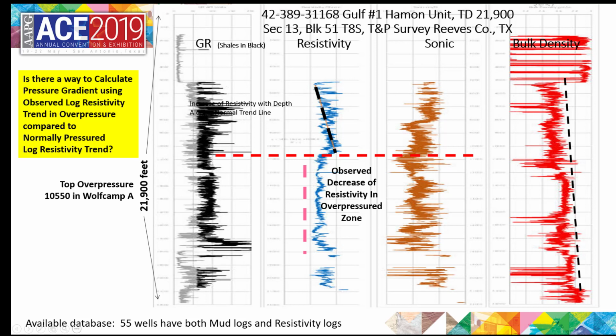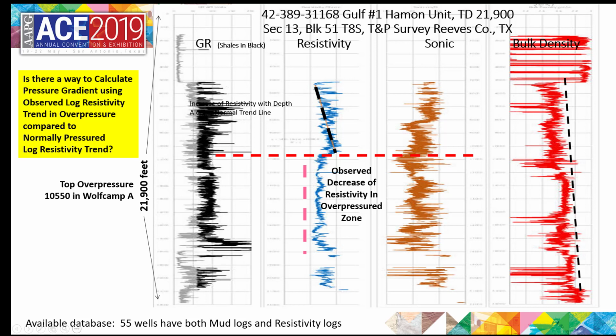Wait a minute, this is the top of the Miss, this is the top of the Devonian. This is the Woodford Shale right here. So I've got the shales highlighted in black, the sandstones and the carbonates down here are not highlighted in black, so I'm only going to look at the shales and the resistivity values in that shale section. And I see a trend of resistivity increasing gradually with depth.